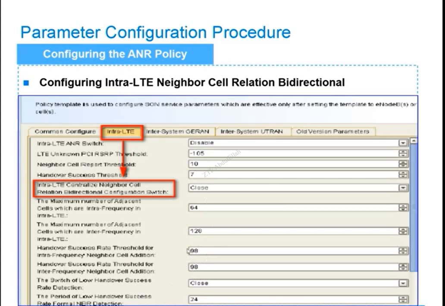So these parameters control when we can add a cell to the temporary neighbor cells, and when we can report it to the formal neighbor cells. This is the intra-LTE neighbor cell relation.